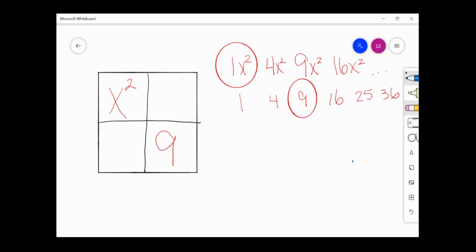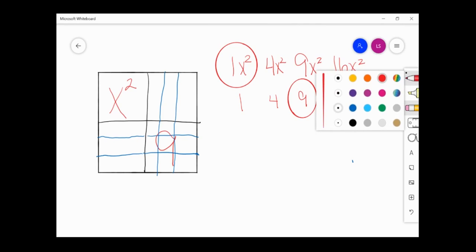So if there are 9 cubes right here, how would I fill in everything else? Well, notice I would just extend this way, and I would extend it this way. So what I have inside is right over here.